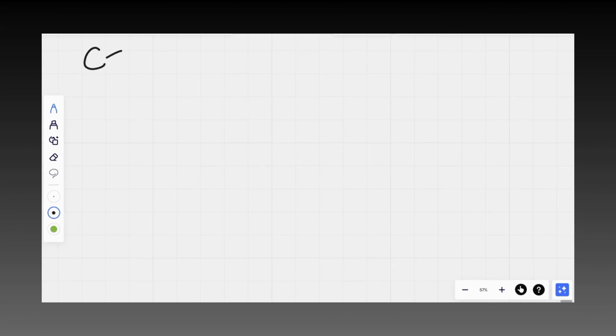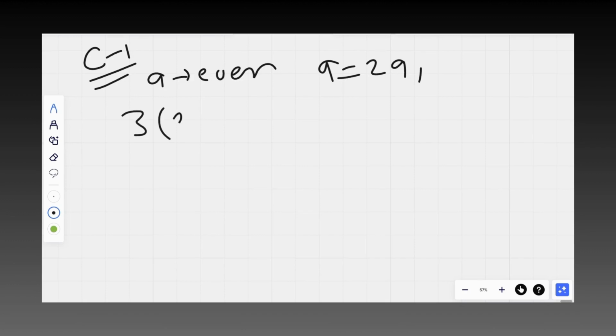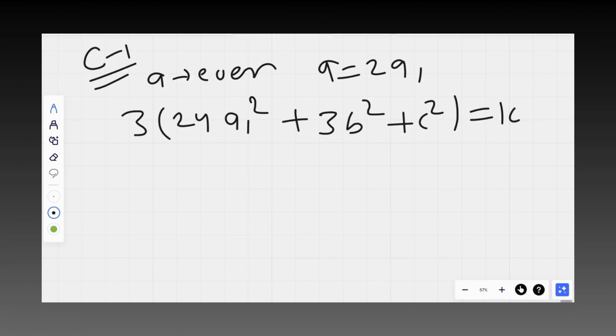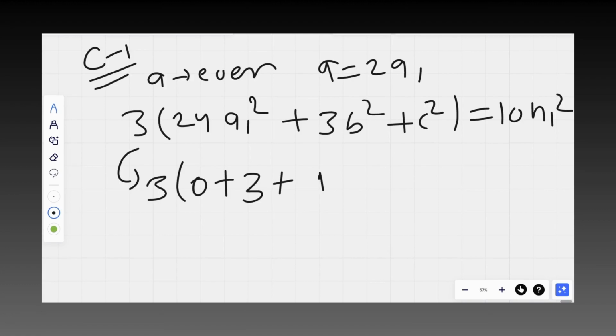Okay, case 1 is A even, or A is equal to 2A1. Now the problem becomes 3 into 24 A1 square plus 3B square plus C square is equal to 10 N1 square. Now we will take again mod 8 both sides. Then this side will become 3 into 0 plus 3 plus 1.